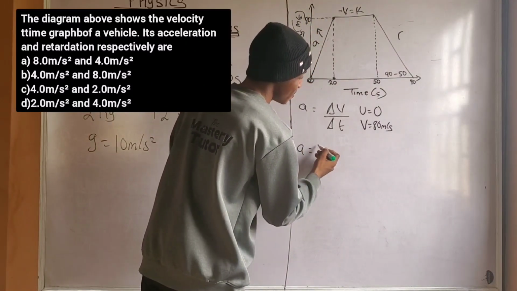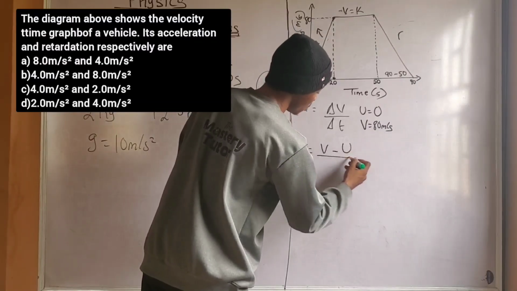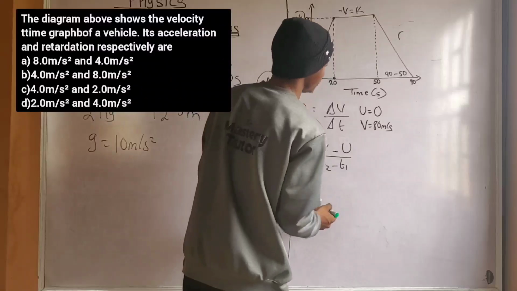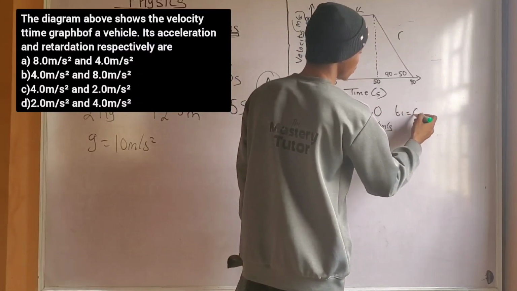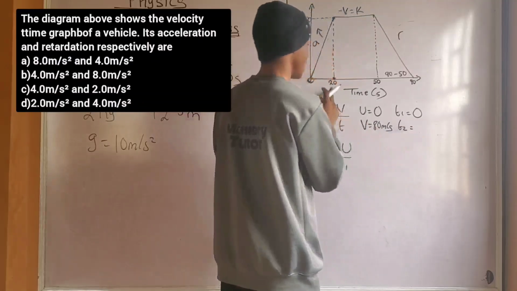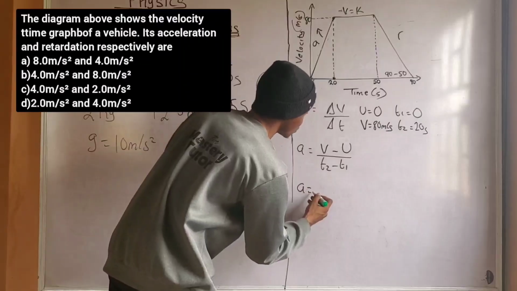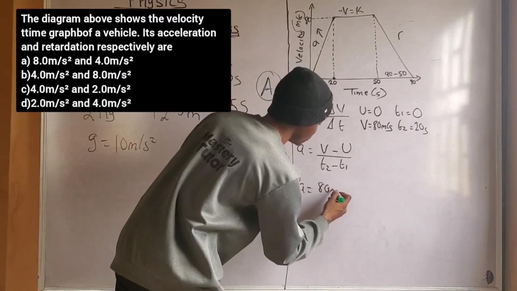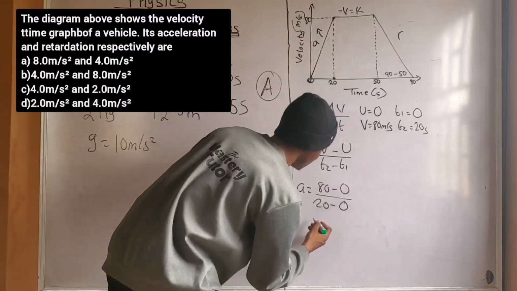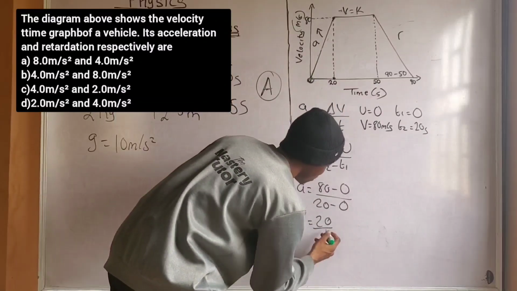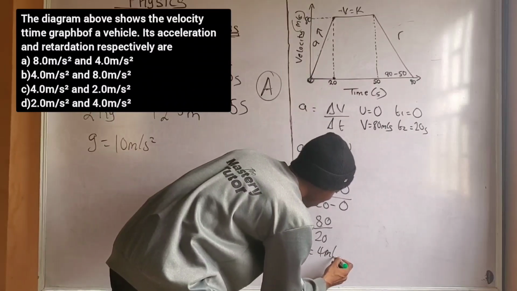So I can calculate the acceleration as follows. Here I'm going to have v minus u all over t2 minus t1. T1 is the initial time taken, and that is 0. T1 equals 0. T2, which is the final time, is 20 seconds. So acceleration equals 80 minus 0 all over 20 minus 0, right? So a equals 80 over 20. a equals 4 meters per second squared.